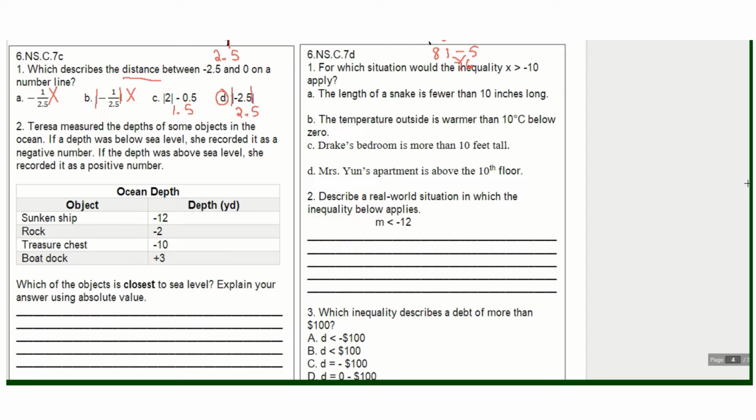Number 2, it says Teresa measured the depths. So depths, you have to know what that means. Depths of some objects in the ocean. If a depth was below sea level, she recorded it as a negative number. If the depth was above sea level, she recorded it as a positive number. So we have some objects here, and then we have depths. So the question says, which of the objects is closest to sea level?